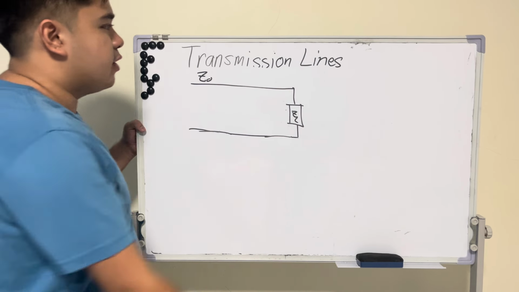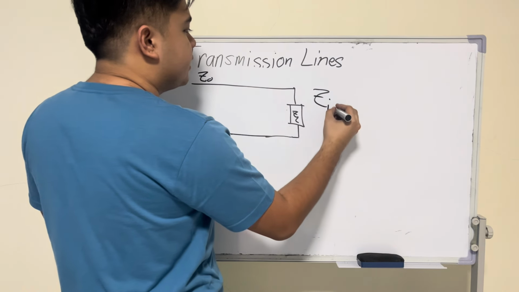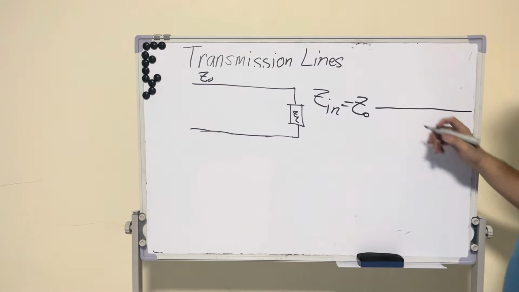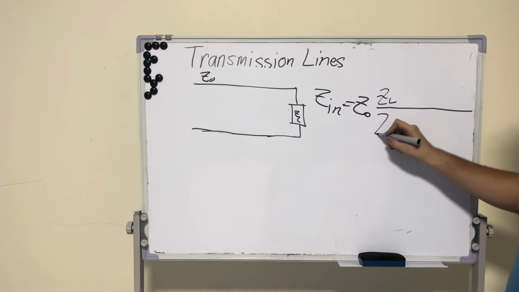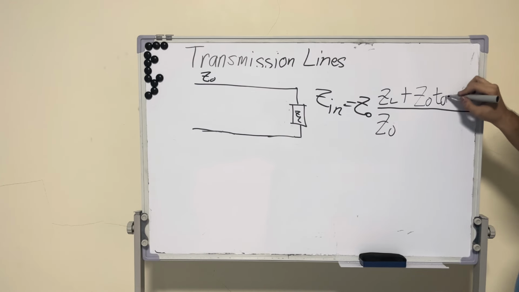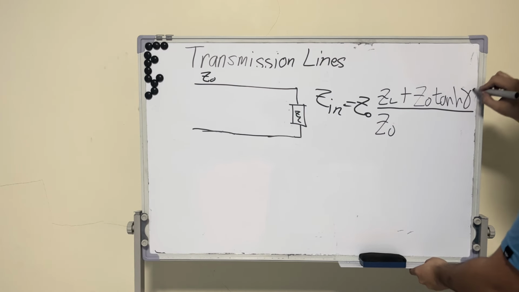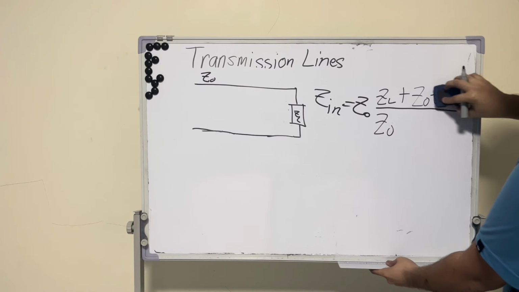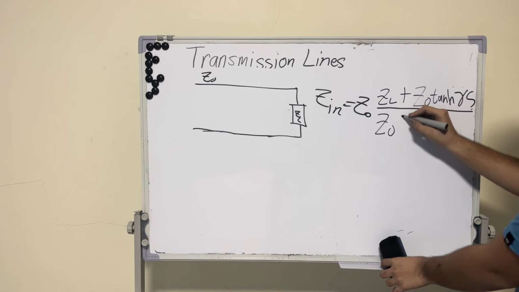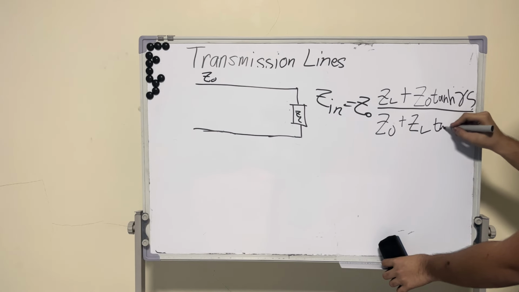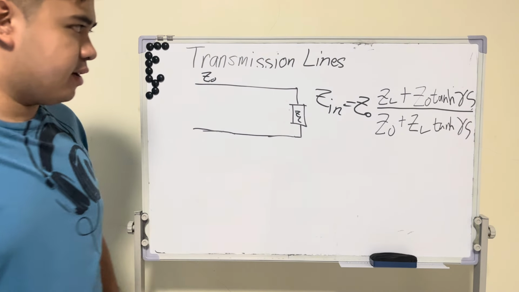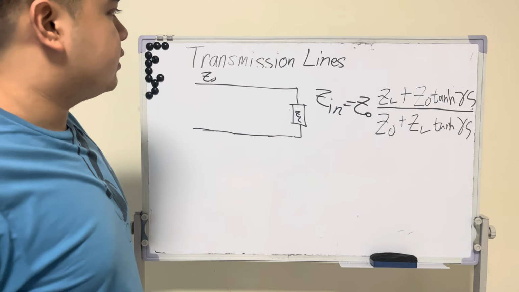But let's try. The formula for the input impedance is ZO multiplied by this insane looking fraction. We put ZL plus ZO hyperbolic tangent of gamma S, I don't have space to put it here, over ZO plus ZL hyperbolic tangent of gamma S. Hyperbolic tangent is a really alien function in here, but it's all gonna work out in the end.